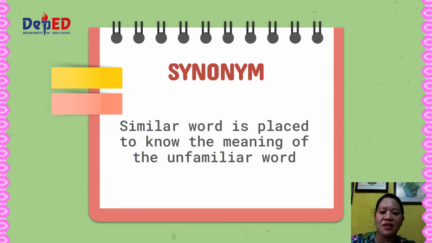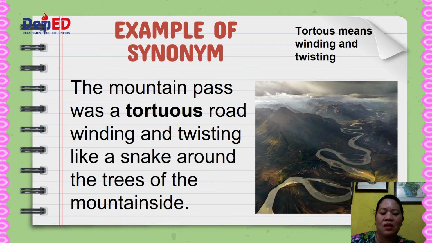The second type is synonym, which means a similar word is placed to know the meaning of the unfamiliar word. An example of synonym is: the mountain pass was a tortuous road, winding and twisting like a snake around the trees of the mountainside. The unfamiliar word here is tortuous, which is being compared to a snake. Therefore, we can say that tortuous means winding and twisting.